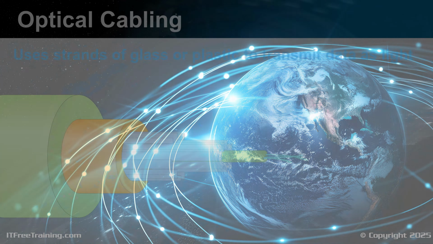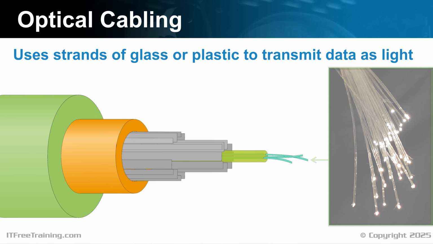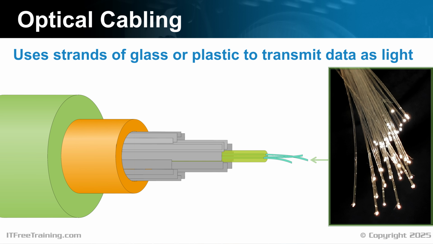Fiber optic cable uses strands of glass or plastic to transmit data as light. Depending on the cable, there may be one or multiple strands inside the cable. For the average IT technician, the fiber you will be working with, if you get to work with fiber, will most likely just have one strand inside the cable. Multiple strand fiber cable is often used for long-distance communication by telecommunication companies.